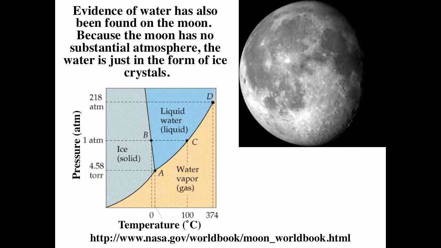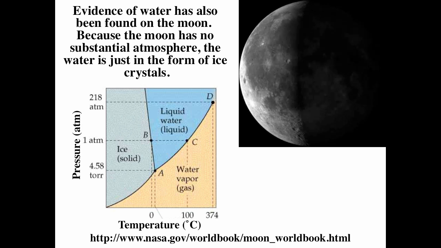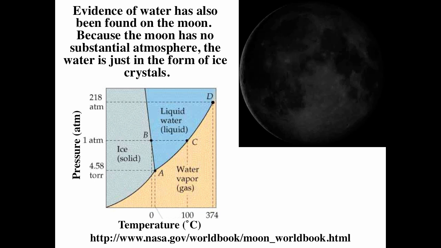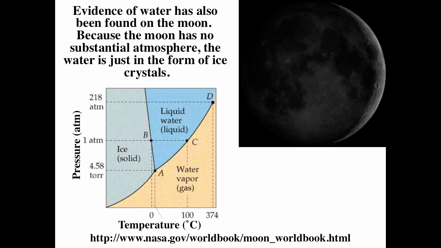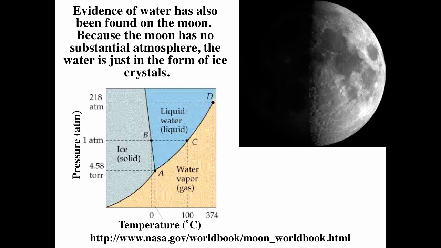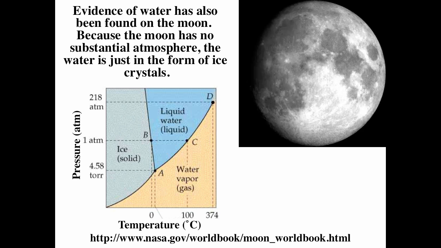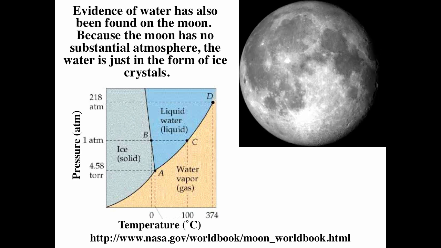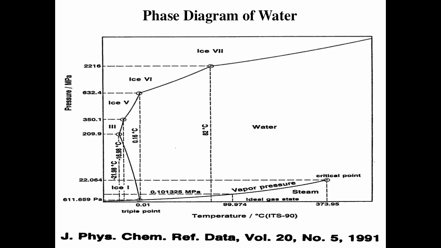Water has also been found on the moon. And again, because the moon has no atmosphere, we're way below the triple point. And so the only water on the moon should be ice or water vapor. And ice crystals were actually found on the moon. This is the phase diagram. This is a larger phase diagram of water. And so we're typically down here. Notice that this is millipascals, and so this is very high pressure. And so we never see ice 7 in our daily lives.